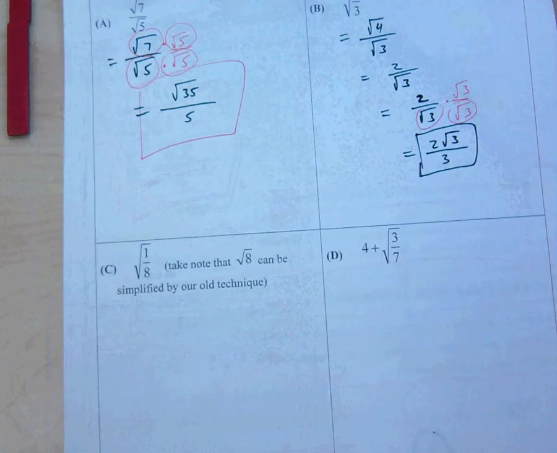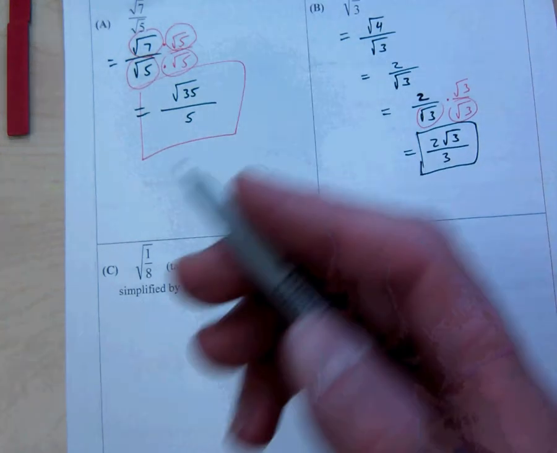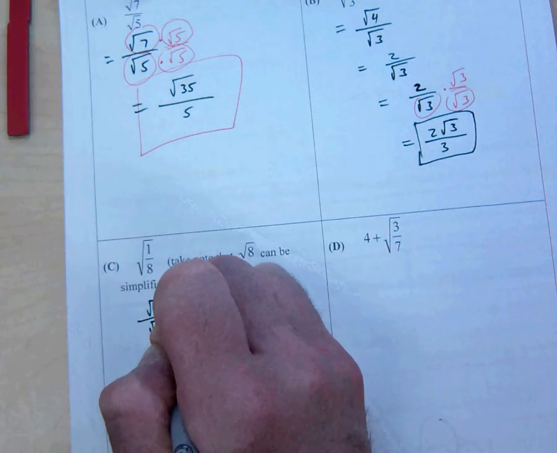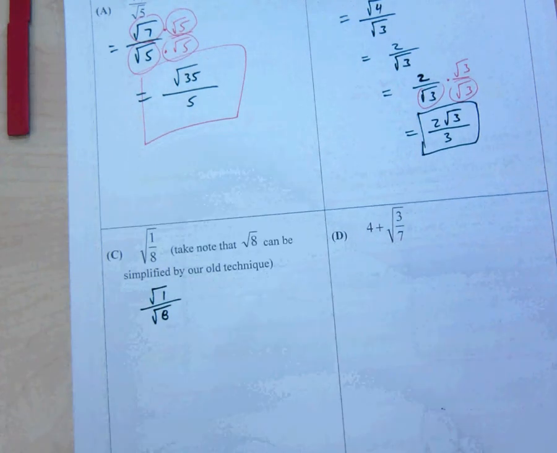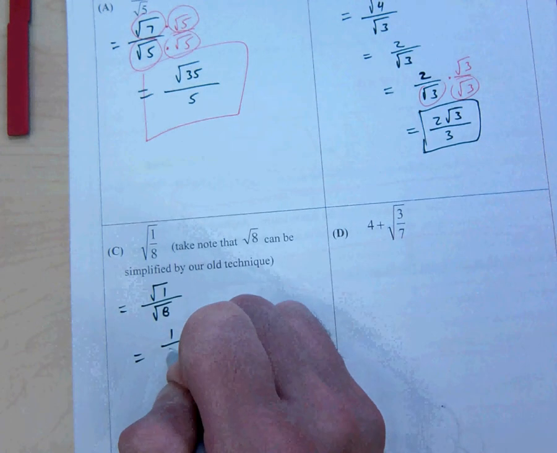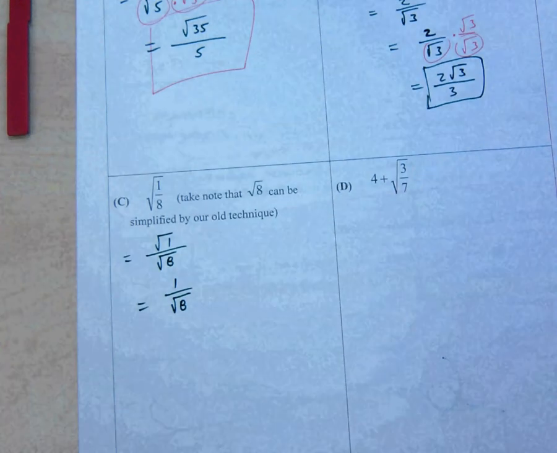Again, technically I don't have a square root in the denominator yet. However, I can rewrite it as square root of 1 over square root of 8, can't I? And everybody, what is the square root of 1? 1. Okay, so no big deal, right? I'm going to there. Everybody okay with how I got there?